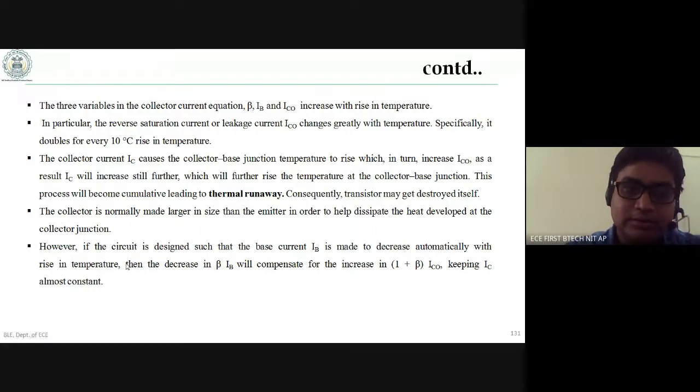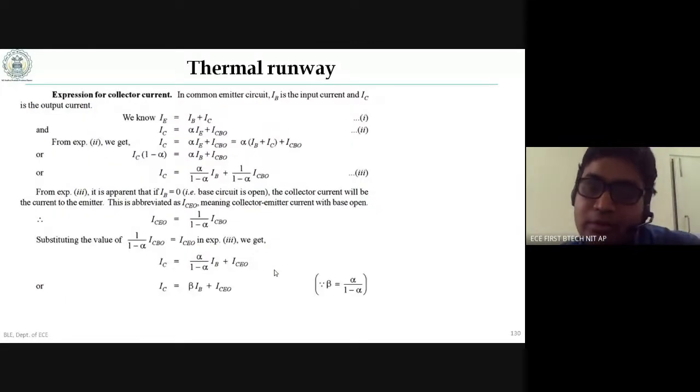However, if the circuit is designed such that the base current IB decreases automatically with the rise in temperature, then the decrease in beta IB will compensate for the increase in (1 plus beta) ICO, keeping IC almost constant. The objective is to tell you about the concept of thermal runaway, because this is one of the issues in transistor applications. That is why the architecture of the transistor has to be made very precisely in terms of dimension. The collector region has to be made wider, so that if the collector current increases, the increase in heat can be dissipated.